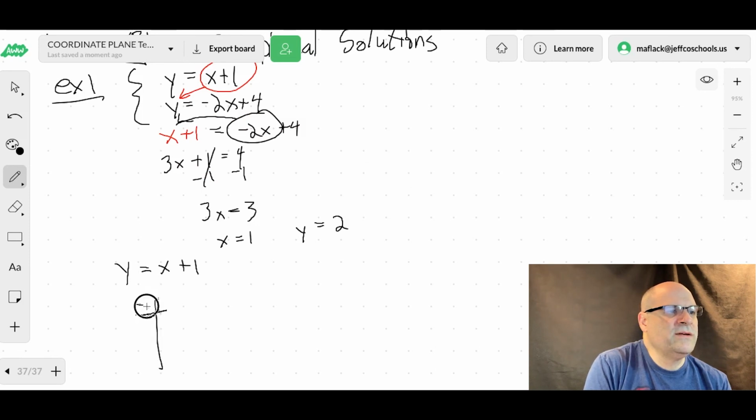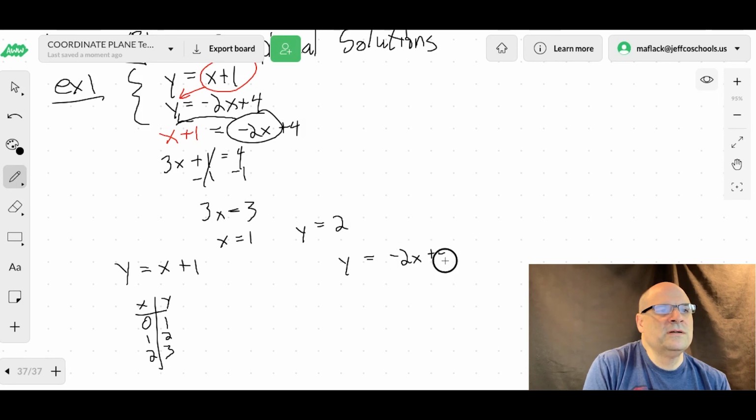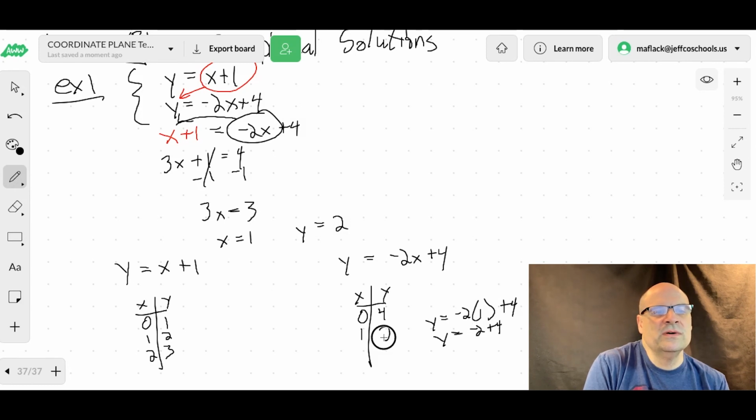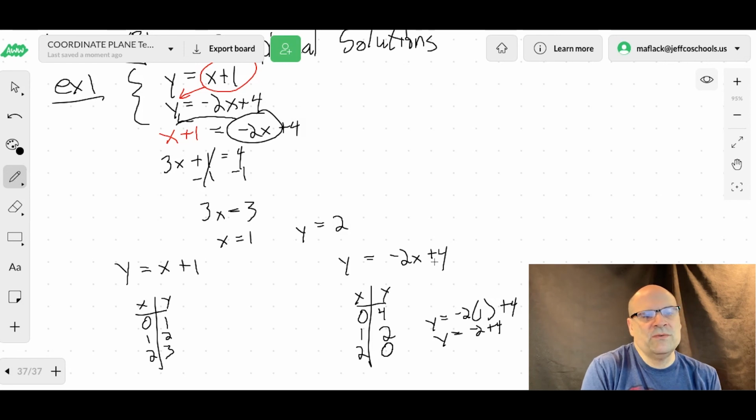I'm going to pick some xy values. If x is 0, y equals 1. If x is 1, y equals 2. If x is 2, y equals 3. Then I'm going to graph the other one, negative 2x plus 4. So let's do our xy chart. If x is 0, y is 4. If x is 1, y is negative 2 times 1 plus 4, so y equals negative 2 plus 4, so y equals 2. When x is 2, y equals 0, because negative 2 times 2 is negative 4, plus 4 is 0.